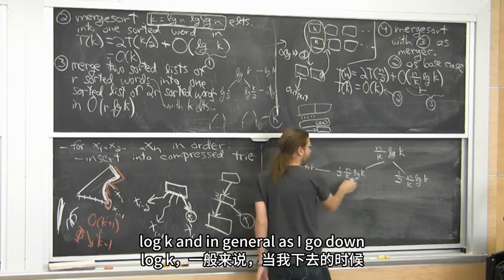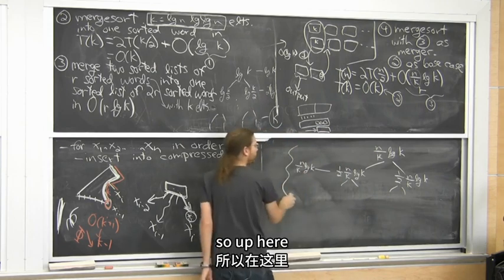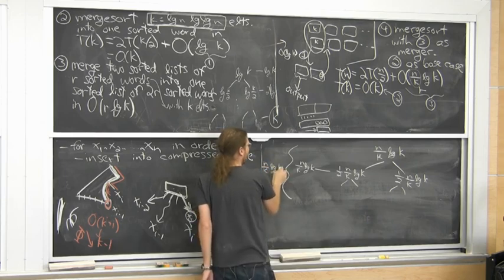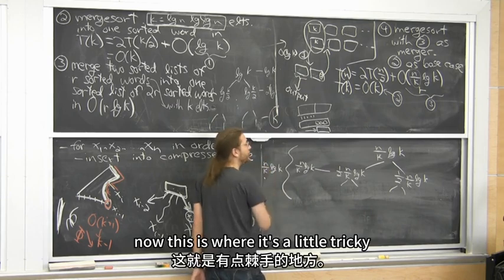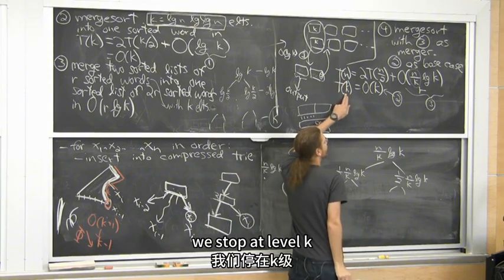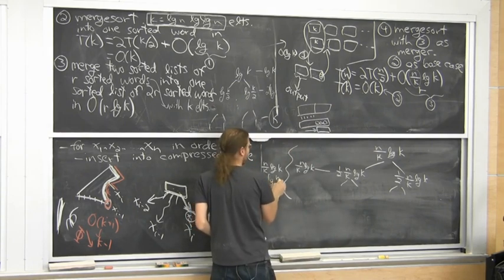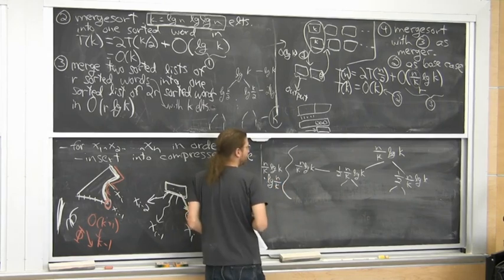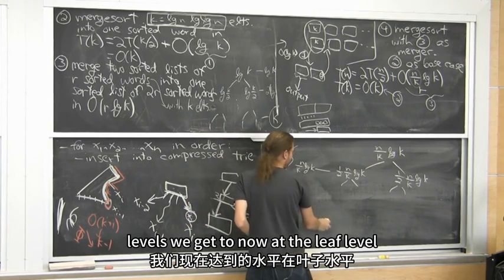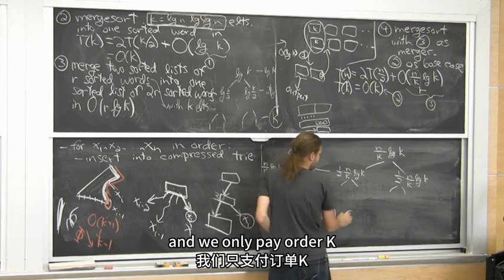And in general, as I go down, all levels are going to sum to the same value, n over k log k. So up here, we're going to have a cost of n over k log k times the number of levels. Now, this is where it's a little tricky. This is not log n levels like regular merge sort. We stop at level k, so it's going to be log of n over k. That's the number of levels we get to. Now, at the leaf level, finally, we have things of size order k, and we only pay order k.